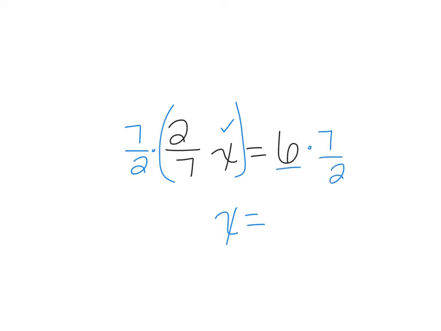So I'll just put 6/1 so I can multiply. 6 times 7 is 42, divided by 2 is 21. So in this case, x equals 21. So all we did is we divided both sides by 2/7, which is really the same thing as multiplying by 7/2. So we multiplied both sides by 7/2.